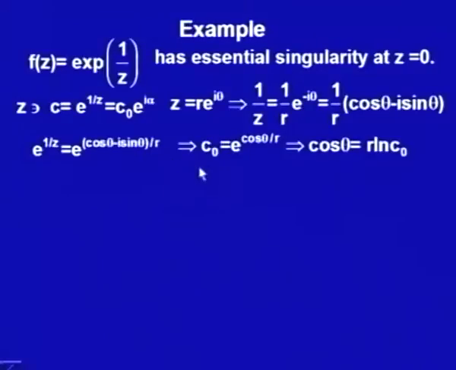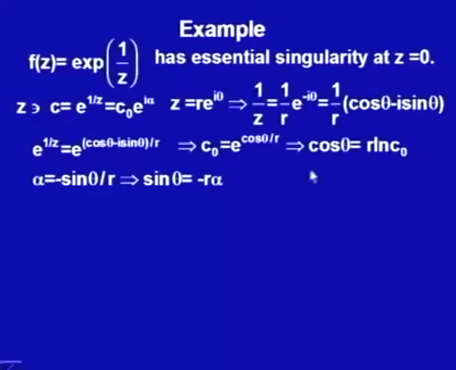So first, I would get c naught as e to the power cos theta by r. What it says is that cos theta by r would be the logarithm of c naught, or cos theta would be r times ln c naught. Comparing the remaining part with e to the power i alpha, I get e to the power minus i sin theta by r. That says my alpha would be minus sin theta by r. What it says is that sin theta would be minus r alpha.